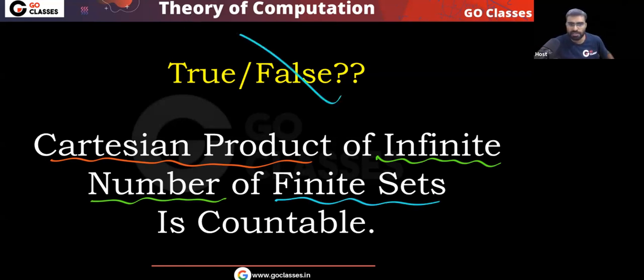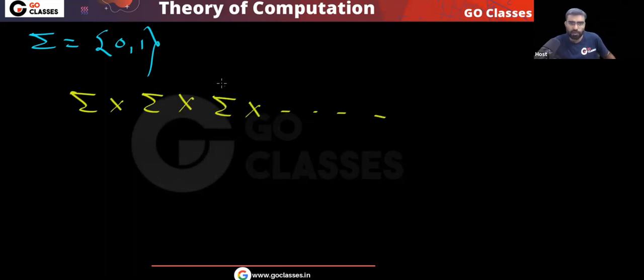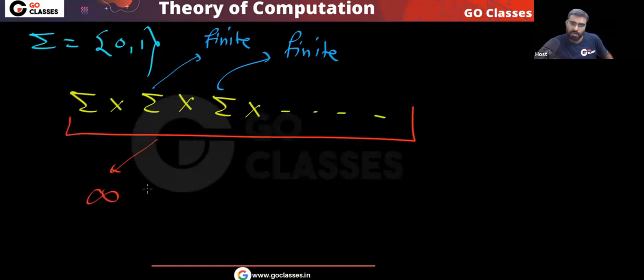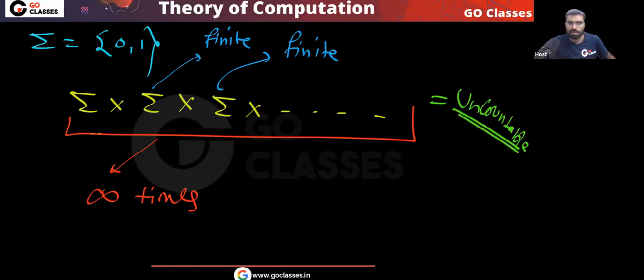This statement is also false. The same counterexample: sigma is {0, 1}. See this, sigma cross sigma cross sigma. This sigma was finite, yes or no? This was finite, finite cross finite, and so on. If you do this infinite times, what will it become? This will become uncountable, right? The same example. Is this clear?